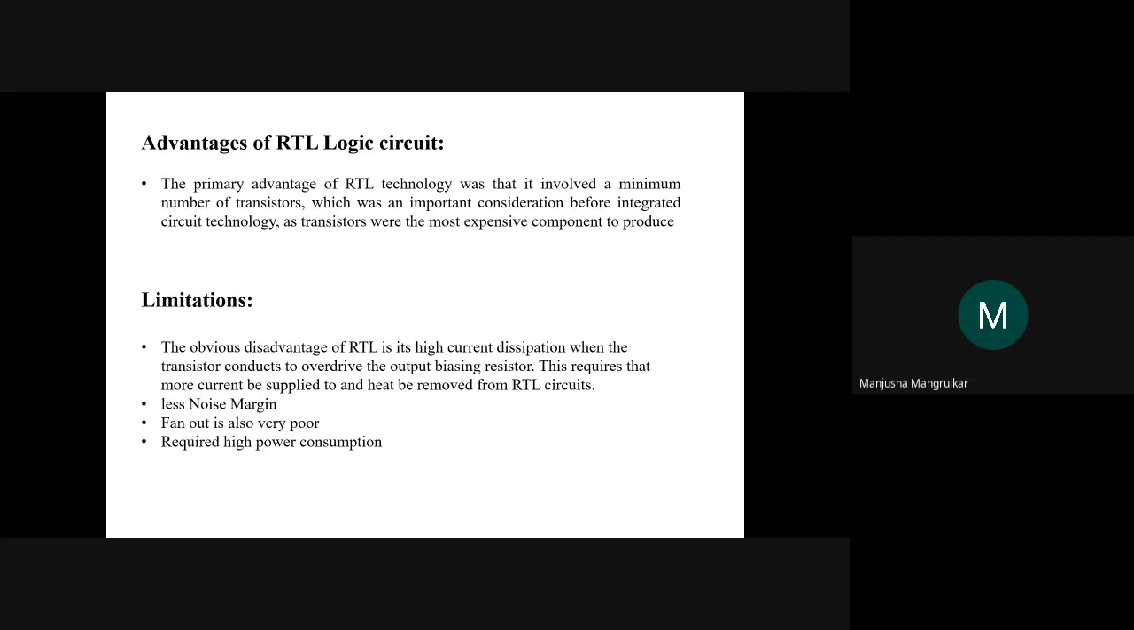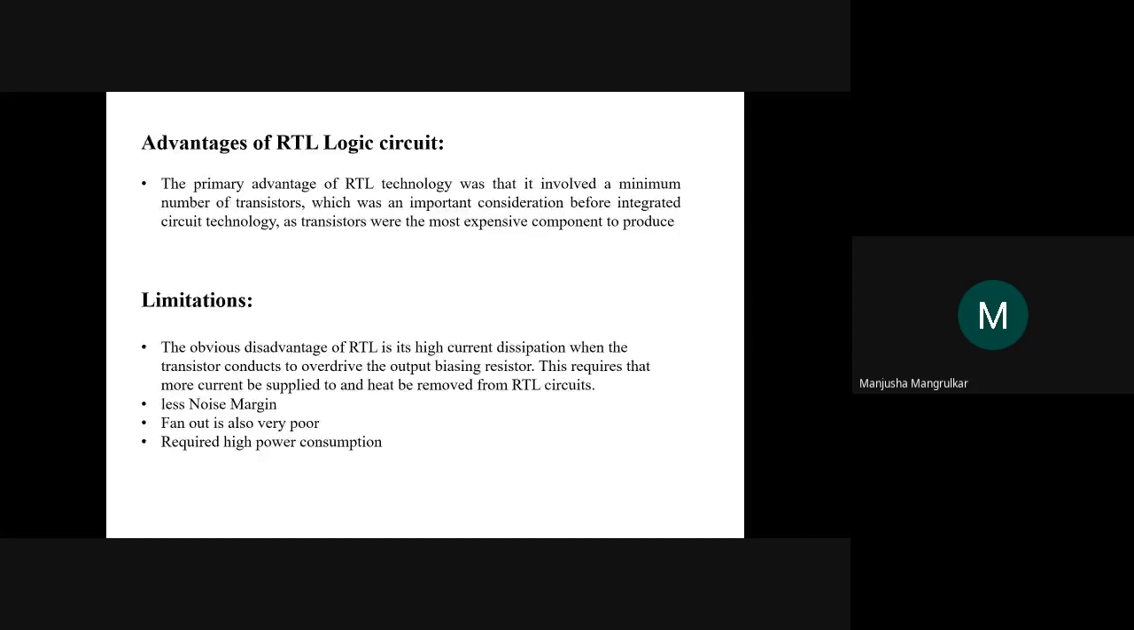The transistor was the most expensive component to produce at that time, right? In 1958, transistors were more expensive to produce, and integrated circuit technology was not developed. But by using this logic gate, it reduces the transistors, right? But what is the limitation? It has a less noise margin for the RTL, and fan out is also very poor. Means other gates cannot be driven. That is very poor, and it requires high power dissipation. These three are the drawbacks of RTL.